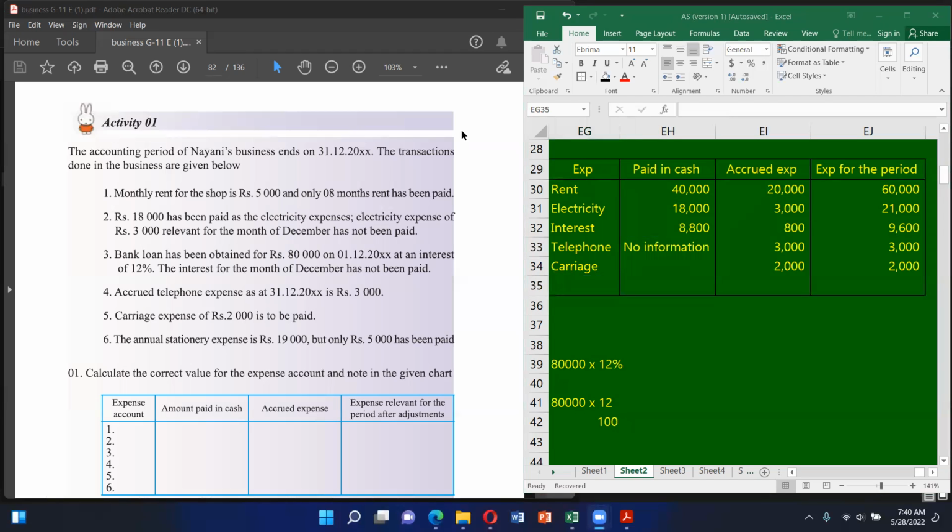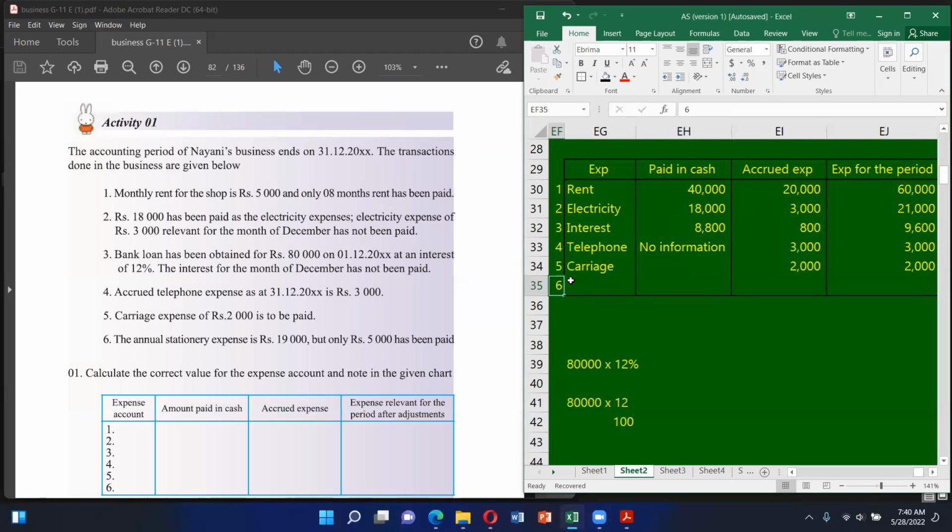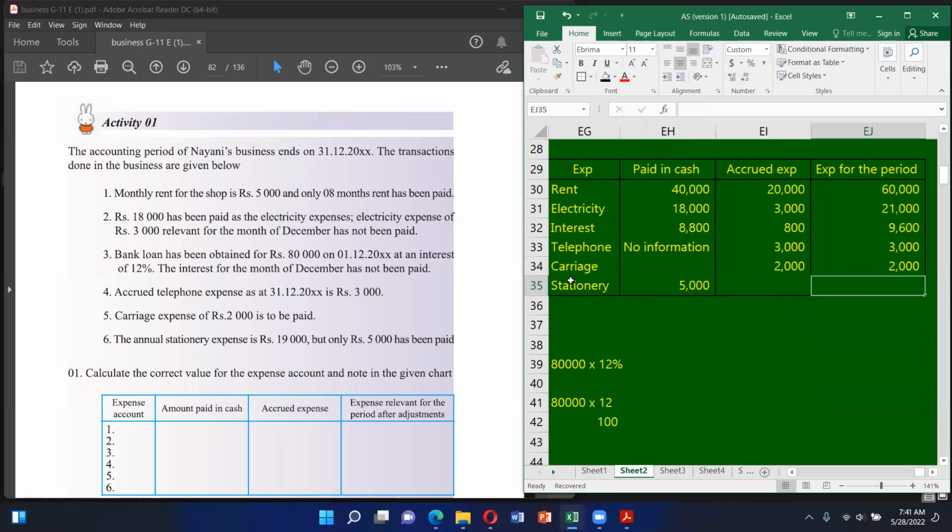Sinuti, last one. The annual stationery expense is rupees 19,000, but only rupees 5,000 has been paid. So stationery, amount paid 5,000. Total expense 19,000. Outstanding 14,000. ඒක හරිද ඔක්කොම?